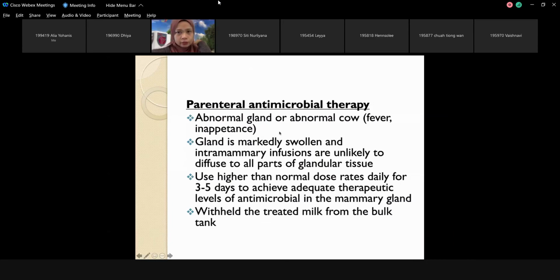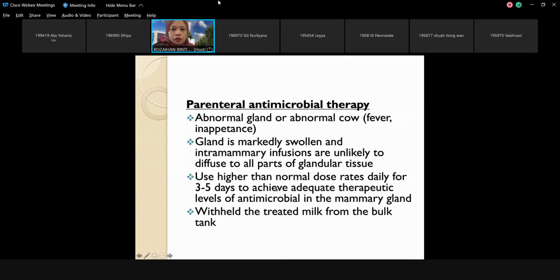Of course, you can use parenteral only if the cow is having systemic signs. If the animal is having depression or fever, then it would be worthwhile to give parenteral. Or if the gland is very swollen, or if you detect fibrotic tissue in the mammary gland, intramammary antibiotic would not be effective because there's no active inflammation, and most of the mammary gland is composed of fibrotic tissue, so it would not be practical to do that.